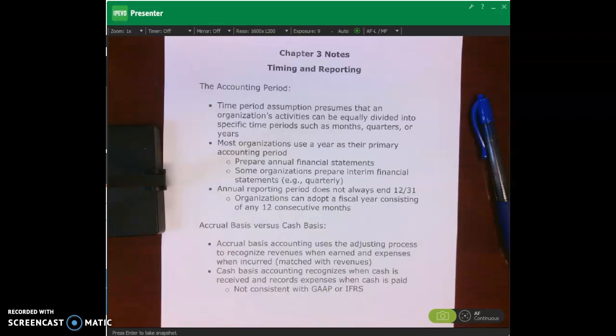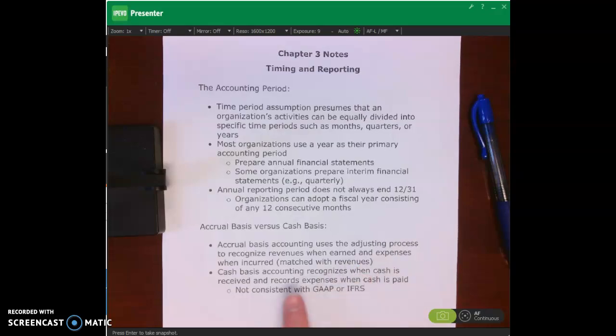Why do we need to do that? Because we recognize the expense when it's incurred. Well, that rent expense was for this year, so we have to recognize it this year. Why do we have to do that? Because of the matching principle.